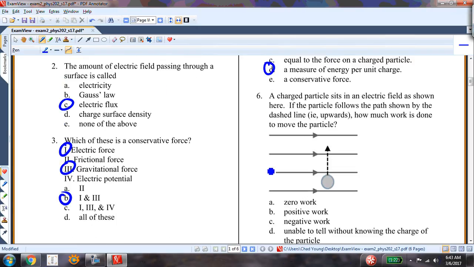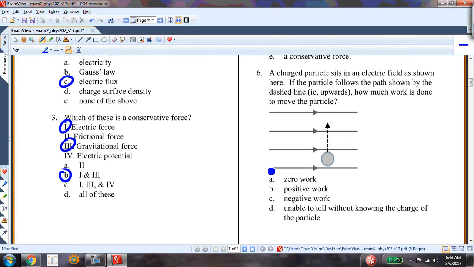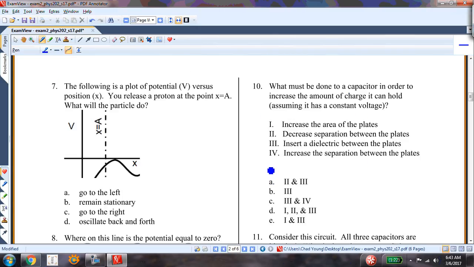This particle is moving along an electric field. How much work is done to move the particle? Well, because the force on the particle due to the electric field is in this direction, and it is moving in a displacement in this direction, it has 0 work. They're perpendicular, so the dot product is 0.